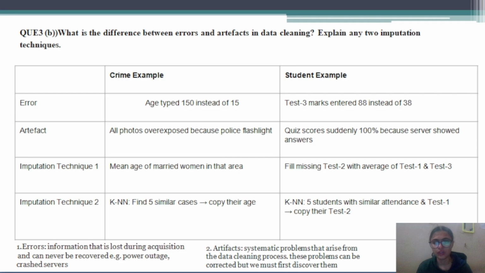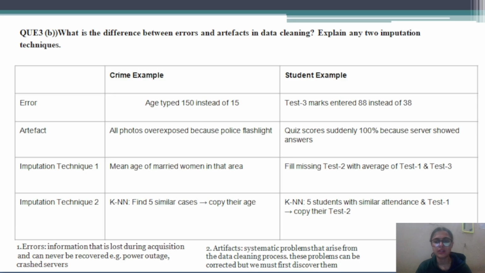Definition of artifacts. So artifacts are systematic problems that arise from the data collection or data cleaning process, and these problems can be corrected, but we must first detect and identify them properly. Artifacts are not random mistakes, they are pattern based distortions caused by faulty sensors, system bugs, software, and environmental issues. Now, after understanding these definitions, let us understand errors and artifacts using real world examples.